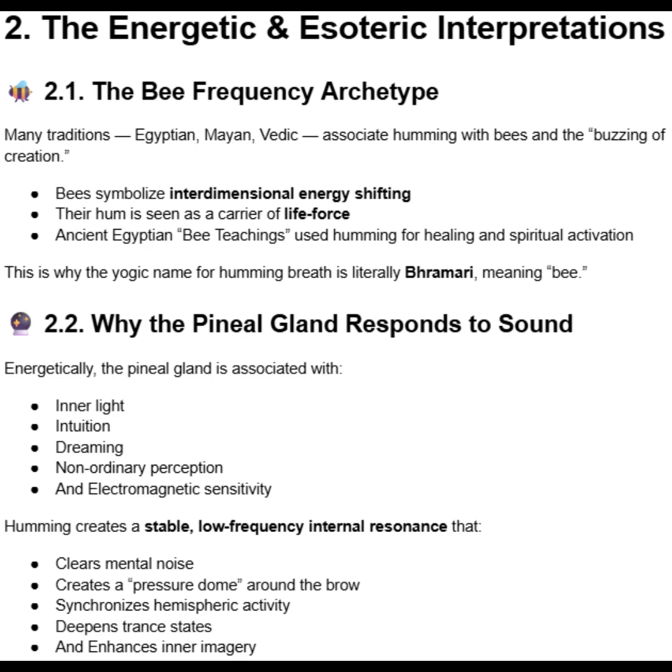2.2 Why the pineal gland responds to sound. Energetically, the pineal gland is associated with inner light, intuition, dreaming, non-ordinary perception, and electromagnetic sensitivity. Humming creates a stable, low-frequency internal resonance that clears mental noise, creates a pressure dome around the brow, synchronizes hemispheric activity, deepens trance states, and enhances inner imagery.